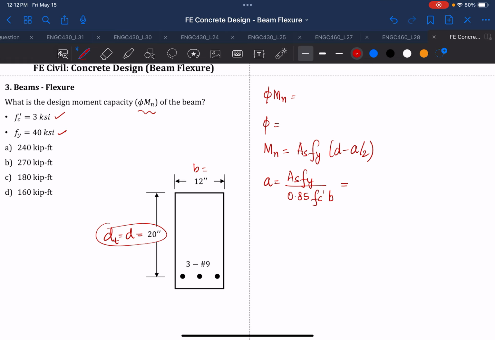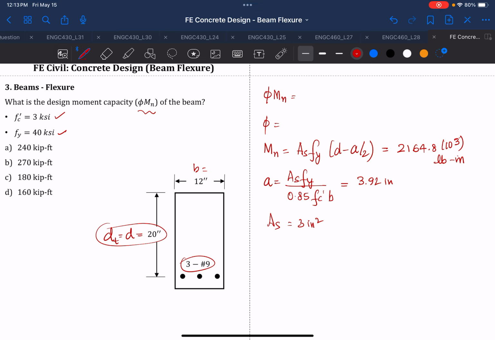And a here will be equal to, As is 3 by 3, so that will be 3 inch square. And if you put all the values together, you should get 3.92 inch. And then after that, if you put it all together, you should get 2164.8 in 10 to the power 3 pound inch.